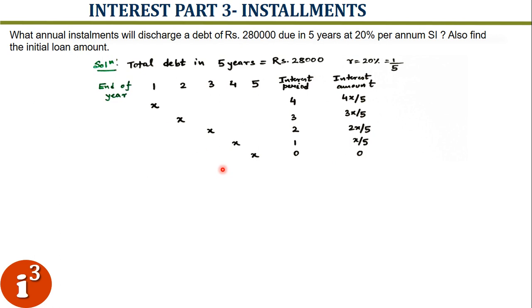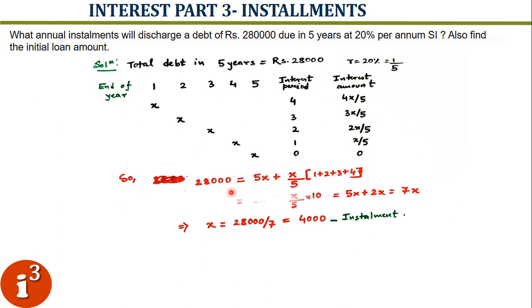So the total interest paid, the amount paid by you, is 5x plus this one. So this is basically 5x plus x by 5 into (1 plus 2 plus 3 plus 4), and this is what is the total debt, that is 28,000. So this is the total debt of 28,000. So 5x plus x by 5 into 10. Once again, this is 28,000, not 2,80,000. Okay, so 5x plus x by 5 into 1 plus 2 plus 3 plus 4 is 10.